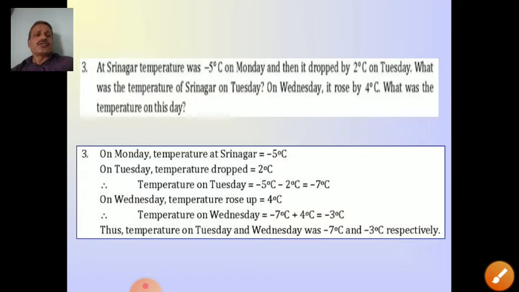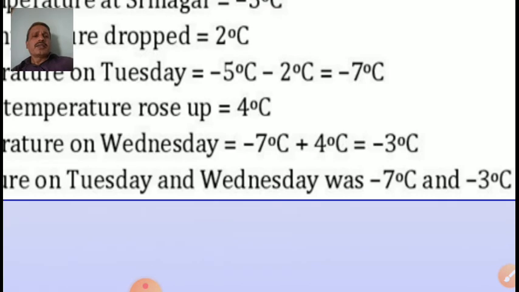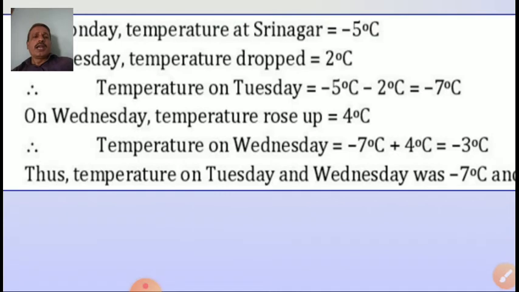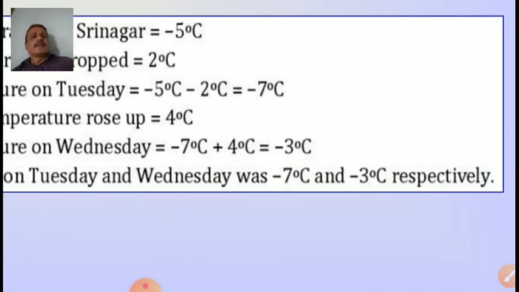Okay, let's check once again. Yes, it is written here: minus 3 degree centigrade. Now, what is the final answer? At Srinagar, the temperature on Tuesday is minus 7 degrees centigrade. On Wednesday, it is minus 3 degrees centigrade respectively.